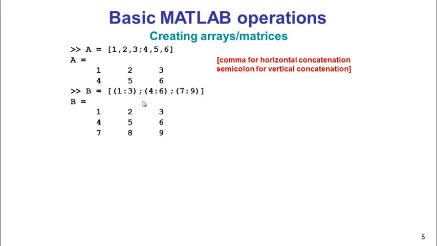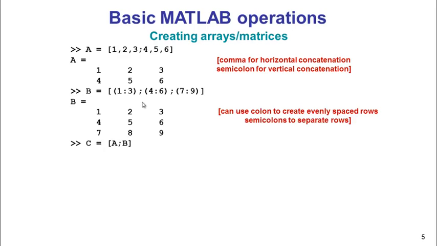Now that you've defined A and B as arrays, you can manipulate them and combine them with each other. For instance, you could say C equals A semicolon B. That's going to take the array A and vertically concatenate it with the array B. So we'll end up with something that looks like this. These 6 numbers, this 2 by 3 array, is what we had as A, and that's on top of this 3 by 3 array B, and they're all together in a 5 by 3 array that we call C.